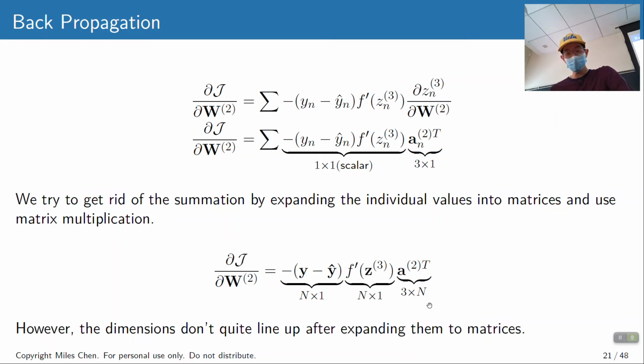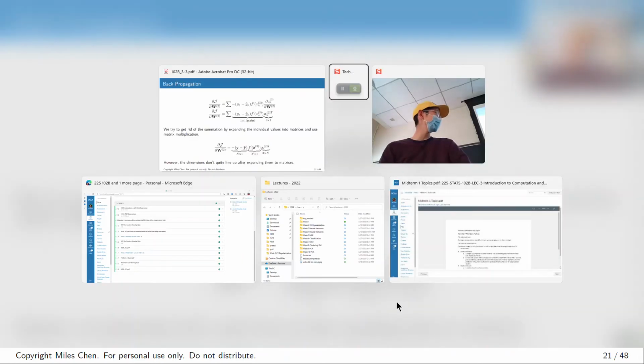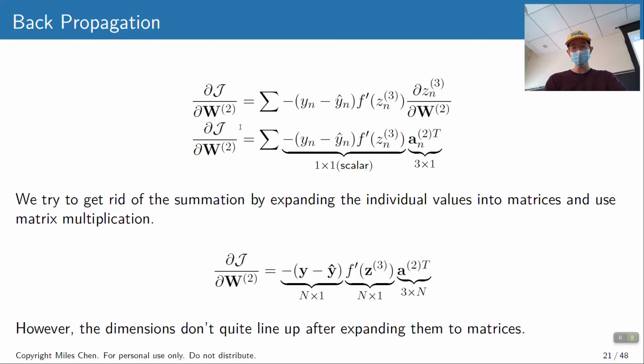Okay, and if we look at this, the dimensions don't line up. I've got an n by 1 multiplied by an n by 1 multiplied by a 3 by n. We need the result that we want. What should the dimension of j with respect to W2 be? It should be 3 by 1. It should be 3 by 1.